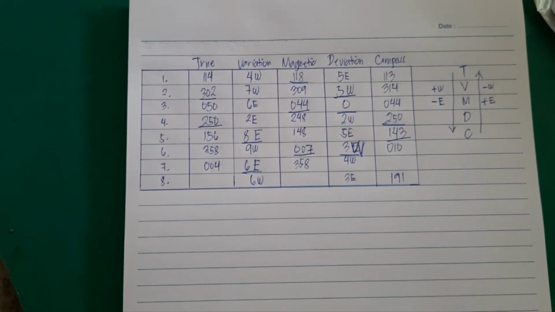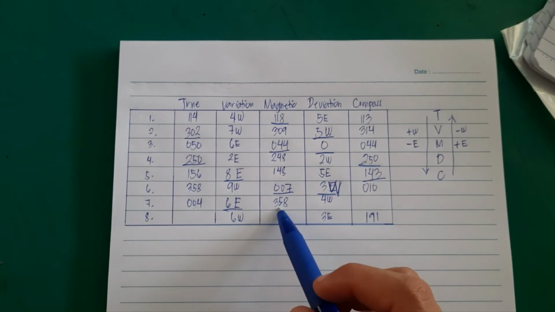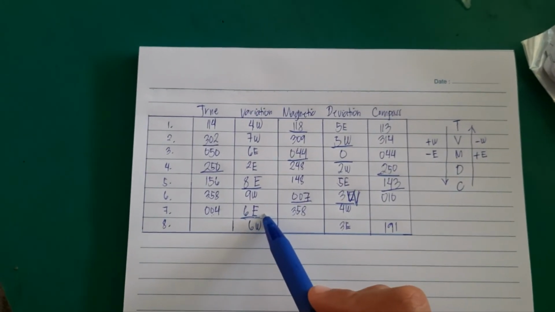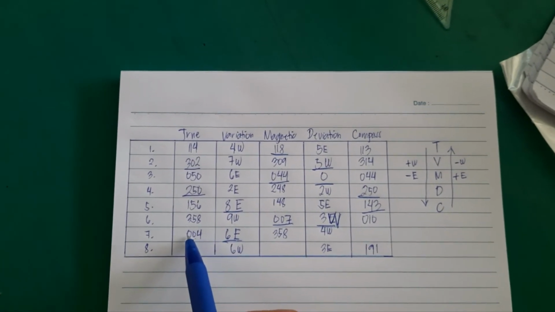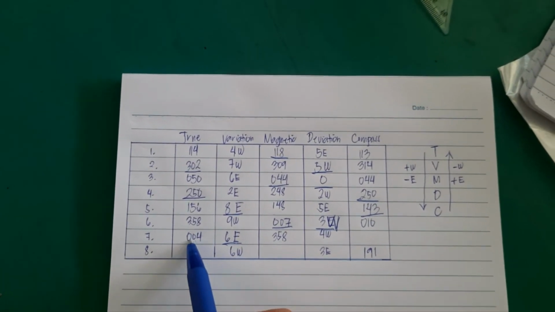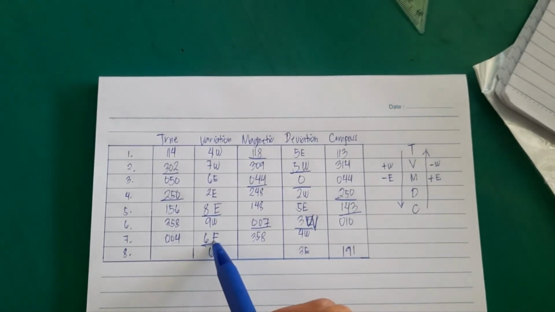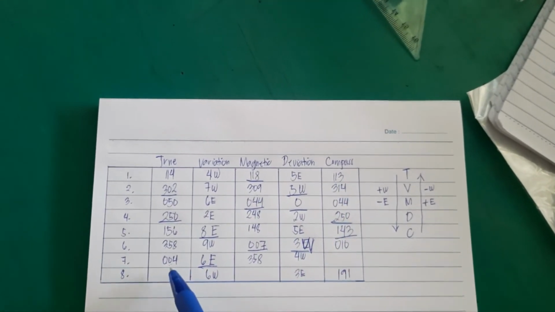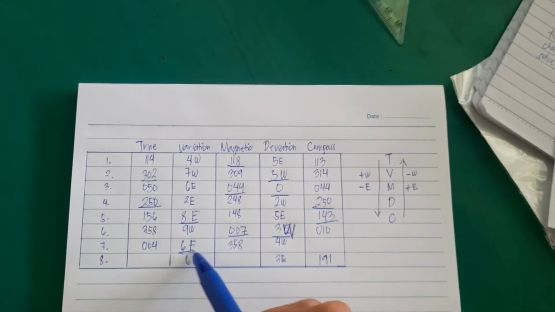So for number 7, we have 004 is true course and magnetic is 358. So the missing is variation. So what we're going to do is 360 plus 4, that's 364. 364 minus, it's minus because it's east. Applicable rule is true course to compass course. 364 minus 358, that's 6 east.